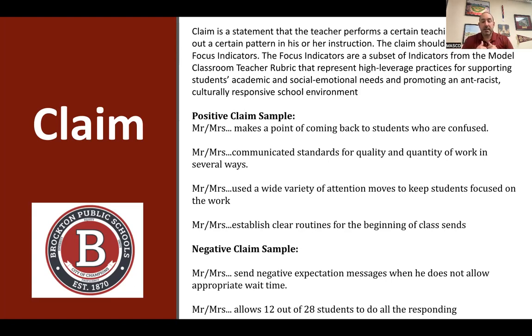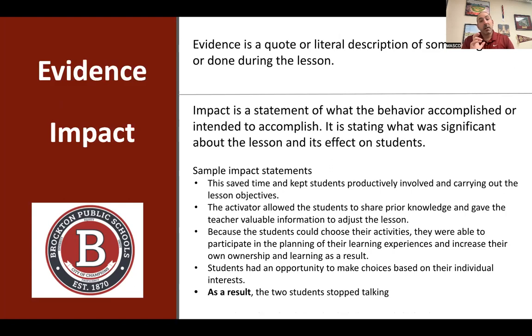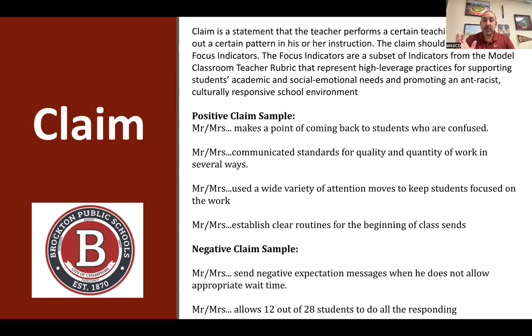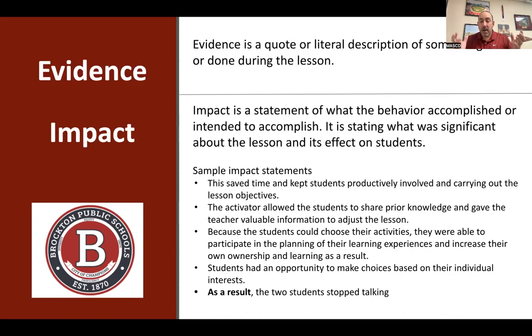There's also times that things didn't go so well. Mr. Joseph sends negative expectation messages when he doesn't allow appropriate wait time. So you would give examples about that. The claim is the first sentence or two that talks about what you saw, very specific, unemotional. This is what happened. Then you move into the evidence where you support your claim. As I said earlier, if the claim was you make a point of coming back to students who are confused, share a few reasons that you made that claim and that you have evidence to show that.